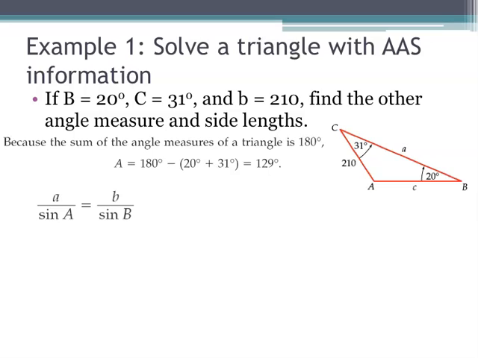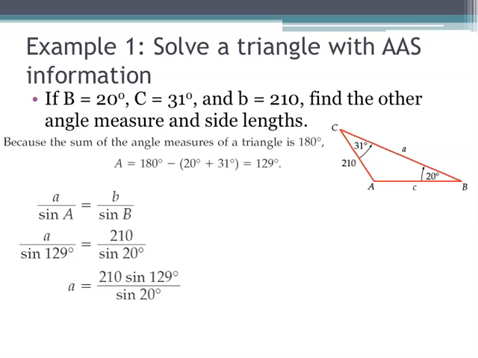So a over sine of 129 degrees is equal to 210 over sine of 20 degrees. And then we're going to solve for a. Now you can solve for a a couple of different ways. You can either get a by itself, so multiply both sides by sine of 129. That's fine. Sometimes if the unknown is in the denominator, it becomes more helpful if you think of this as cross multiplication. You will end up with the same answer. So cross multiplying, we would end up with a times sine of 20 equals 210 times sine of 129, and then you would divide both sides by sine of 20. And that comes out to be about 477.2.